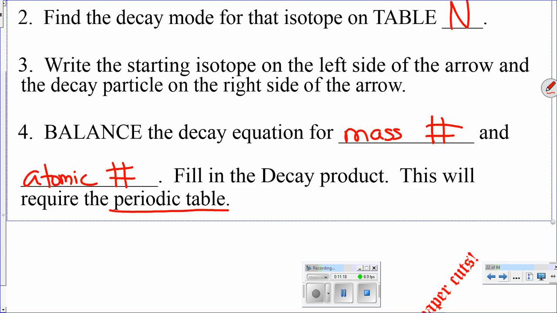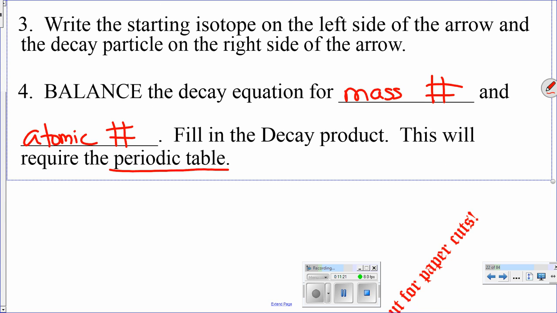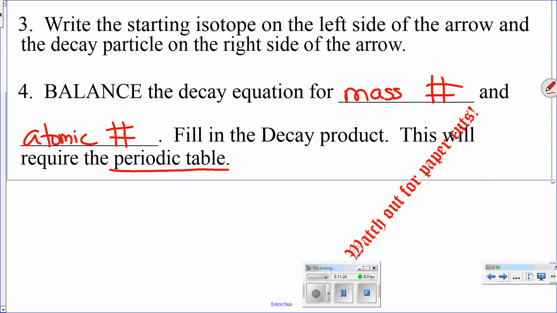It is very important that as you do this, you watch out for paper cuts. You're going to be flipping a lot of pages, so just be really cautious.